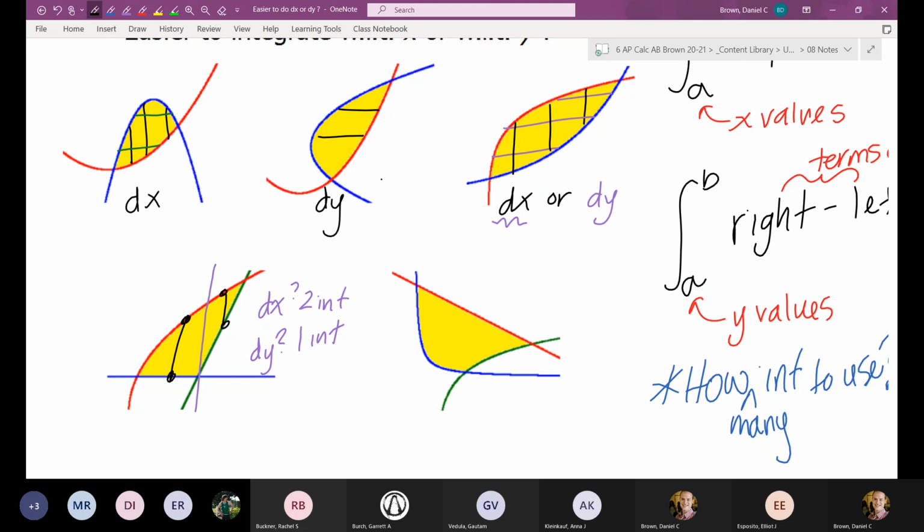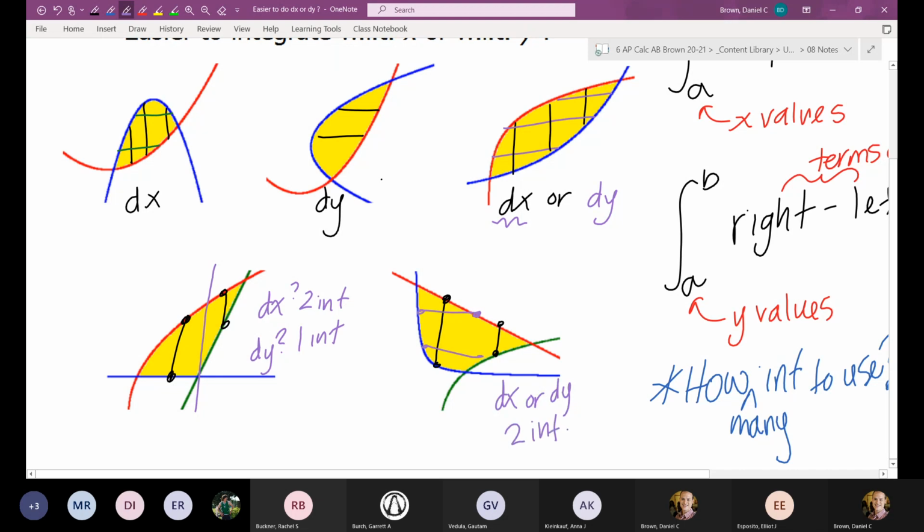Probably dx. You're probably going to be given a problem in terms of dx. Again, if you're doing it in terms of dx, it's still two integrals, top minus bottom and top minus bottom. That bottom function does change. But if you are doing it in terms of dy, right minus left, it also changes with that right function. So either one, dx or dy would work, but for both of them, you would have to use two integrals.